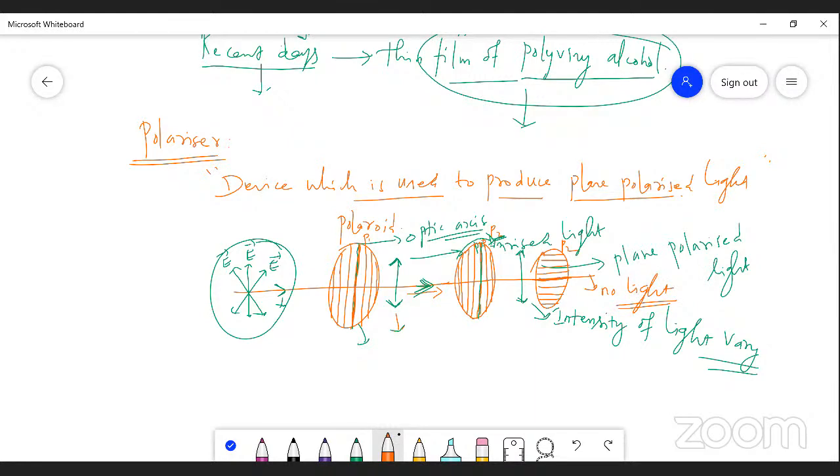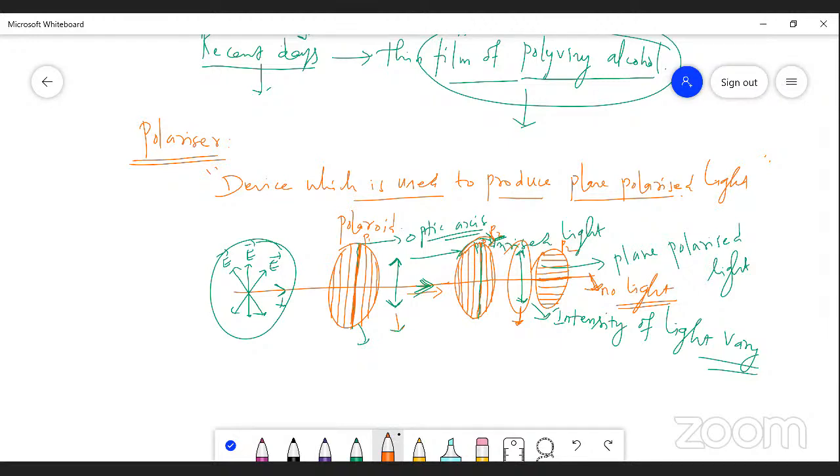If the second polaroid optic axis is parallel with the first polaroid optic axis, light comes out from the second polaroid, and intensity is maximum. If the first polaroid is kept constant and the second polaroid is rotated like this, the emergent light beam intensity goes on decreasing. If exactly the second polaroid optic axis and the first polaroid optic axis are at right angles to each other, in the perpendicular direction, no light comes out from the second polaroid. Intensity of the emergent light beam from the second polaroid is 0.